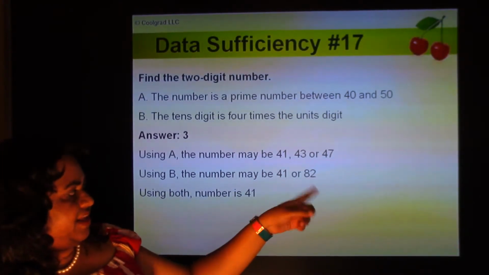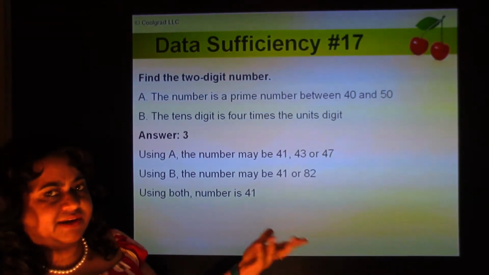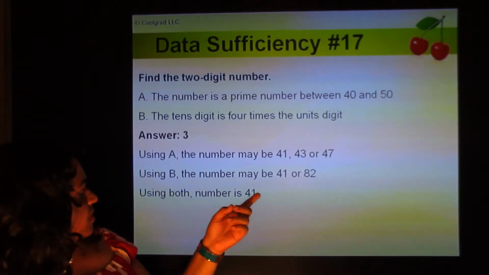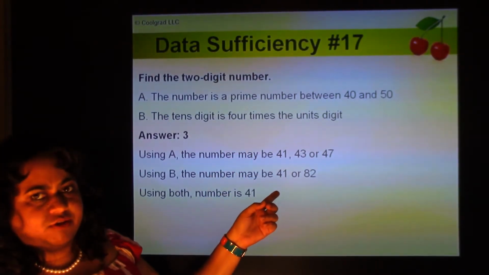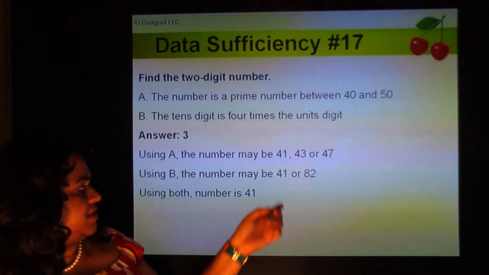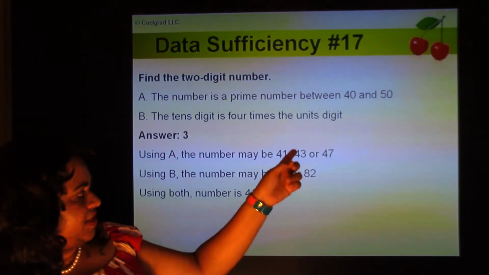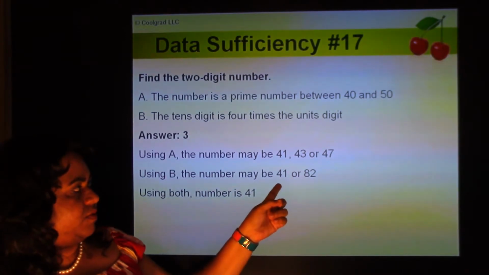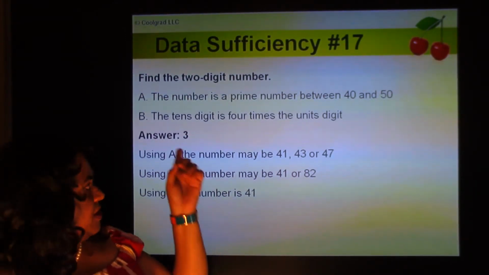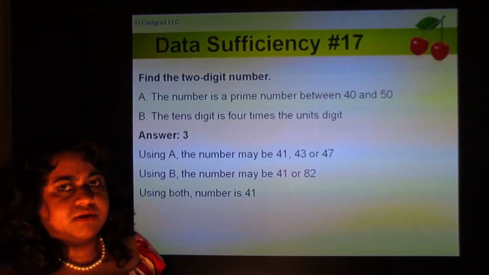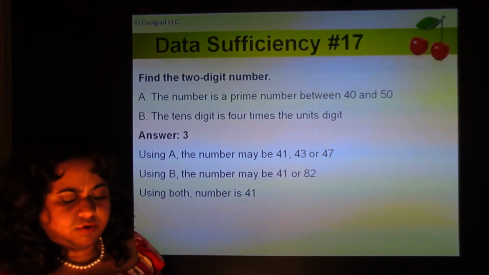It can't even be anything ending in 0, right? Because any time, 0 is 0. But using either statement alone, we cannot arrive at a unique solution. But if you use both the statements together, from these two sets, we see that 41 is the only number that's common. So 41 is the answer. Using both the statements, option 3, we can solve the problem. So option 3.